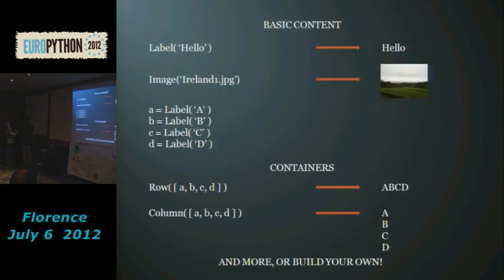This is just a quick demo. You construct the label with the text hello. You just get the text hello back. You give an image the path to an image file, and it just displays an image. If we then construct some labels, we've then got containers. These are the composite combinators. So row, we'll arrange them horizontally. Column, we'll arrange them vertically.